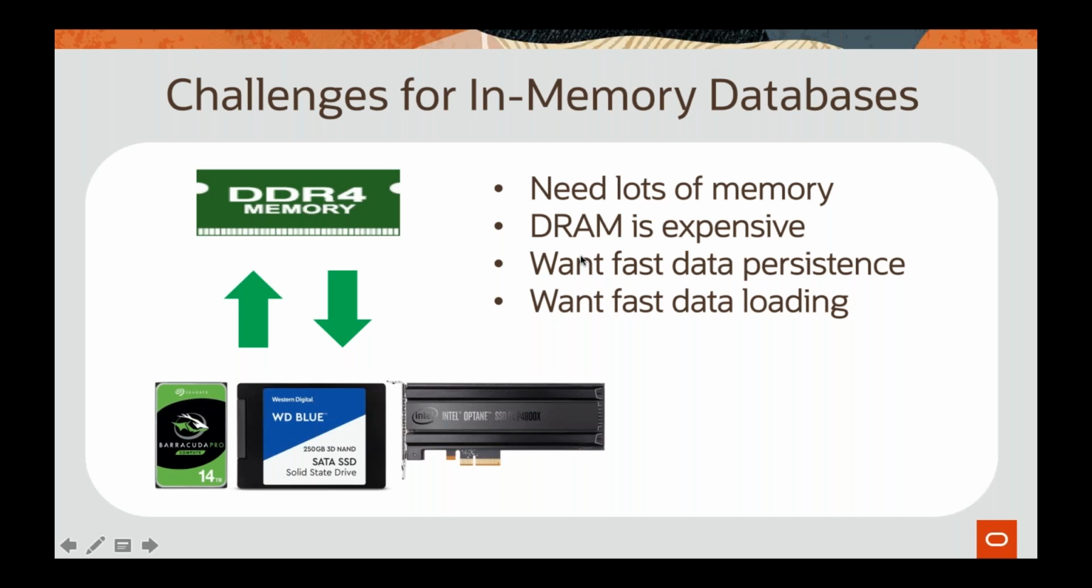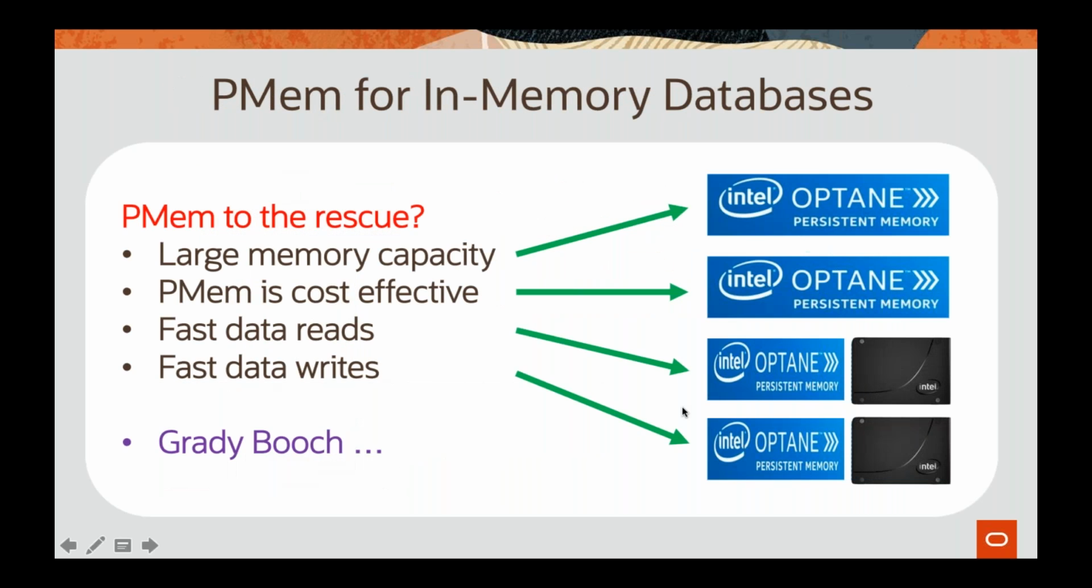You obviously need lots of memory, but DRAM's expensive. We also want to be able to do fast loading and unloading of the data. So persistent memory, on the face of it, can help you in many different ways. You can have larger capacity, it's cheaper, and you can get faster reads and writes, either direct read persistent memory or via storage technology. But Grady Booch had a famous quote, "A fool with a tool is still a fool."